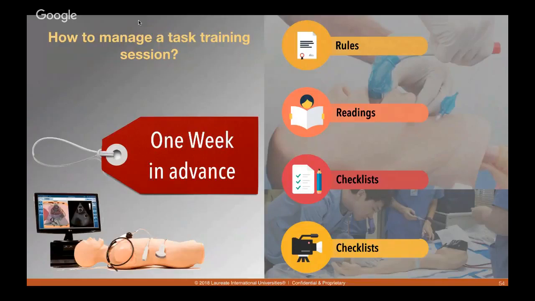I'm used to calling them video checklists. So written checklists and video checklists. They are demonstrative videos, as we saw before, and they need to have them in advance so they can watch many times, and they are going to get to the session very well prepared.